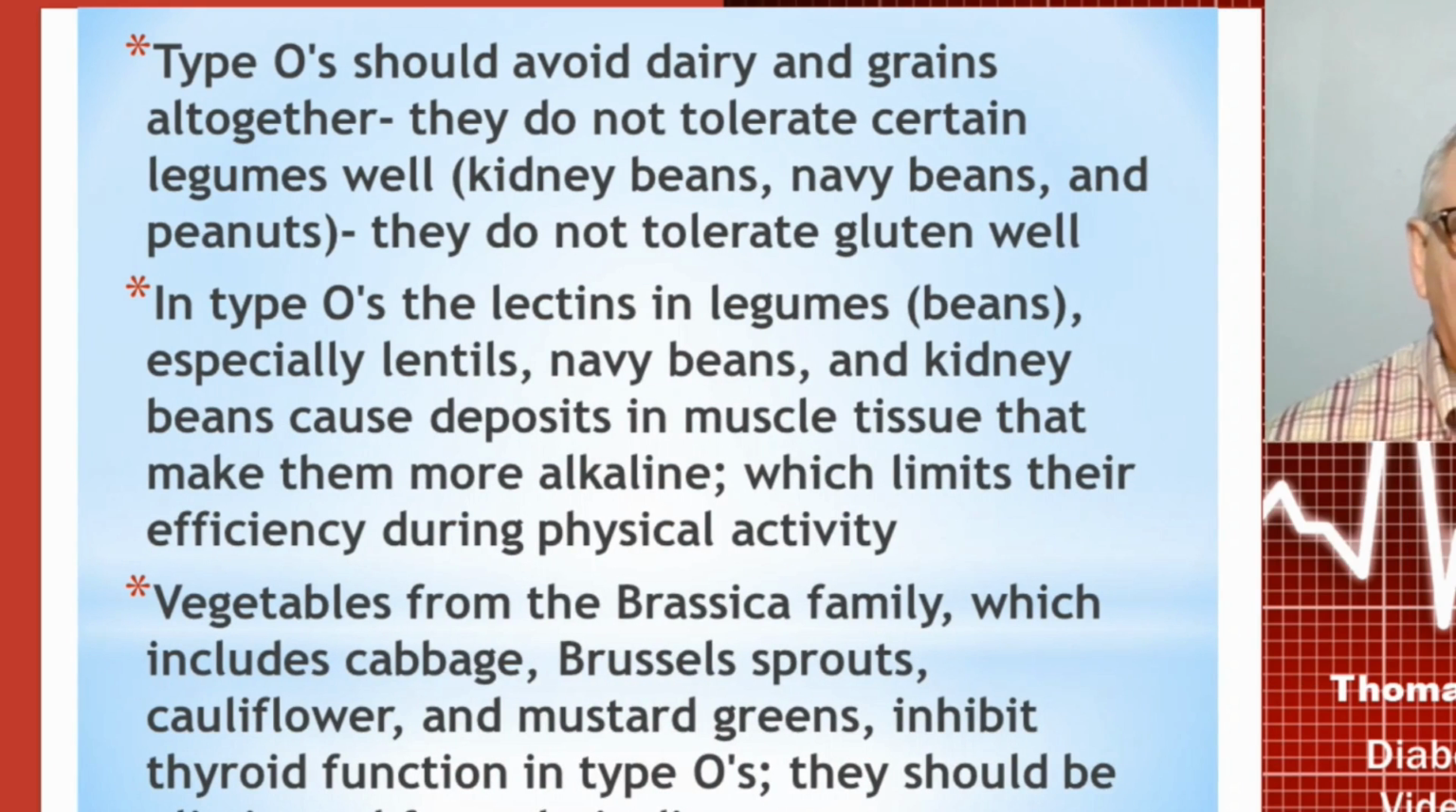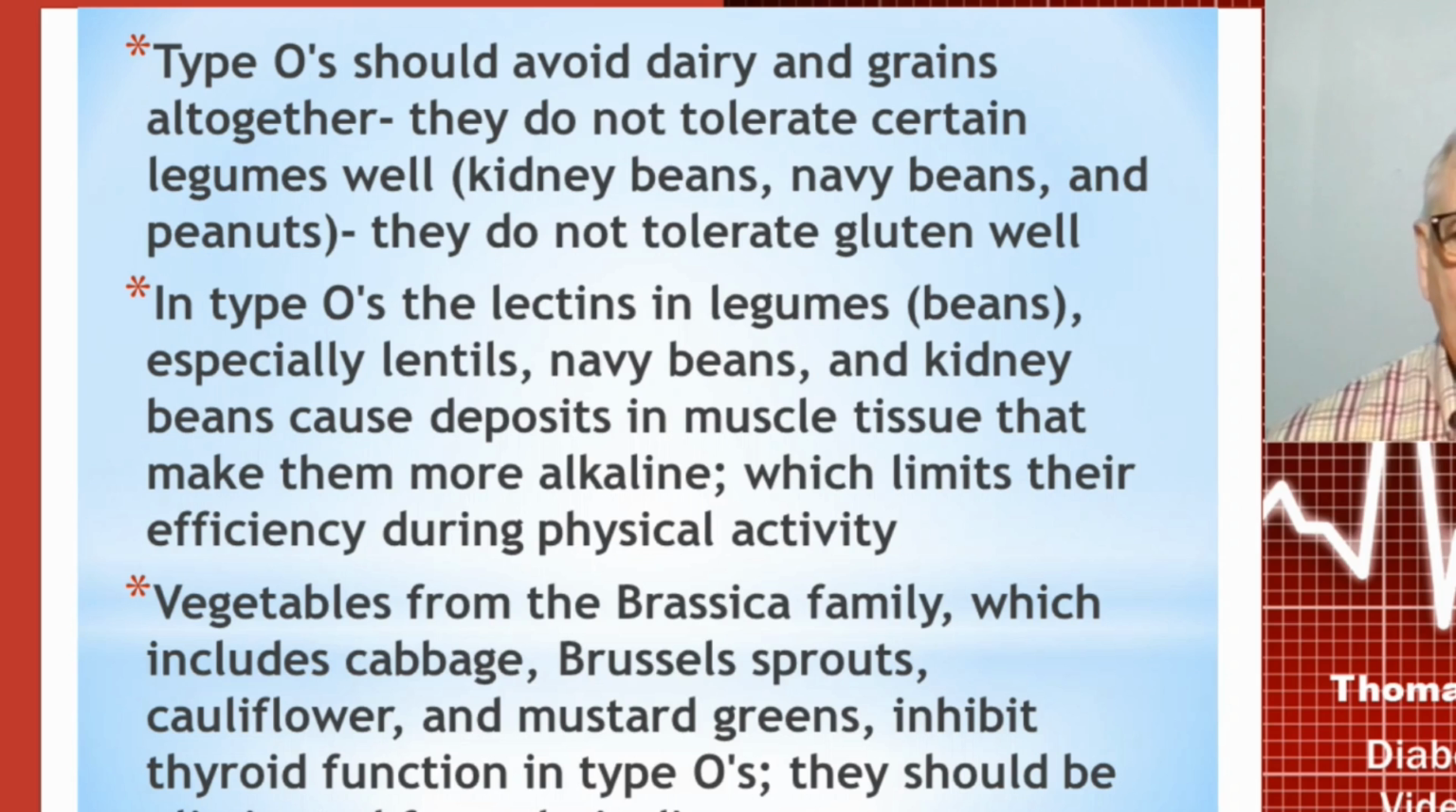So type O's should avoid dairy and grains altogether. They do not tolerate certain legumes, especially kidney beans, navy beans, and peanuts. They do not tolerate gluten well at all. In type O's, the lectins in the legumes, in the beans, especially lentil beans, navy beans, and kidney beans, can cause deposits in your muscle tissues that make them more alkaline, which means opposite of acidic, and that limits their efficiency during physical activity.